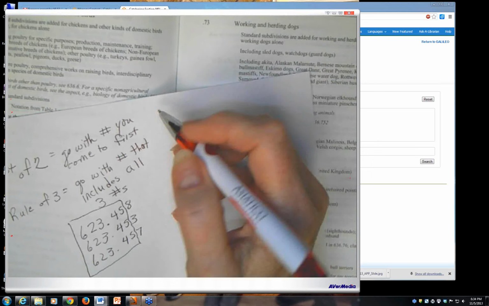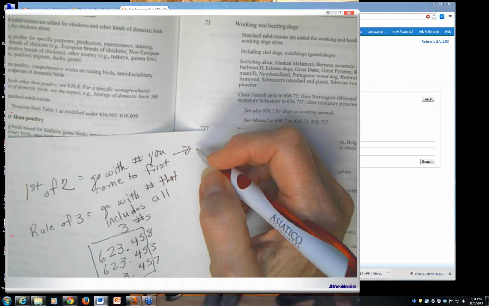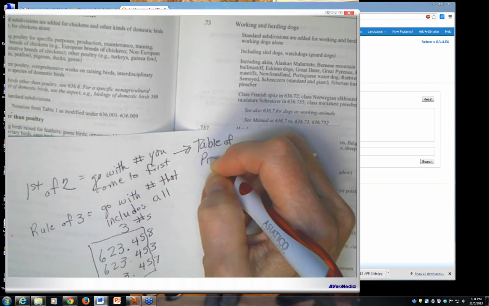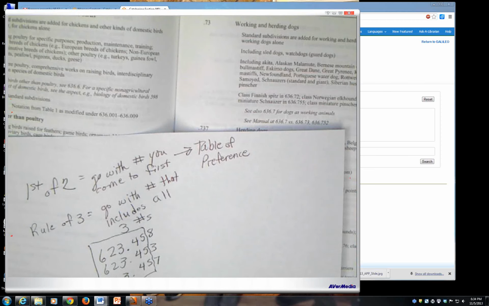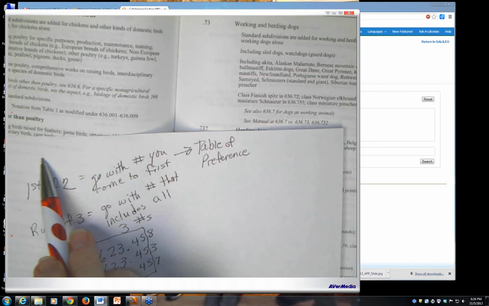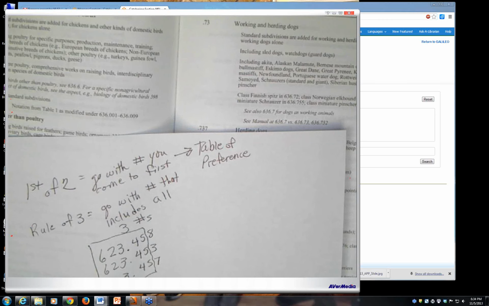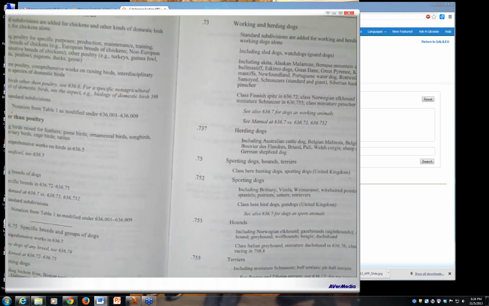Now the caveat up here with the first of two rule is you have to check in the schedules to see if there is a table of preference. If there's a table of preference that shows the second one comes first, then you have to go with that one. Okay, so that's the rules kind of in a nutshell. So let's take an example.